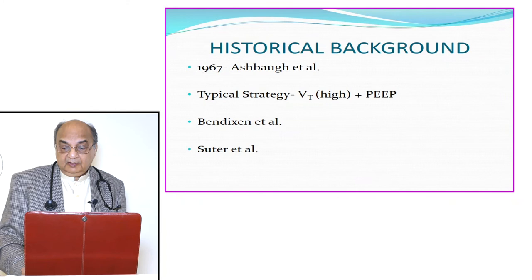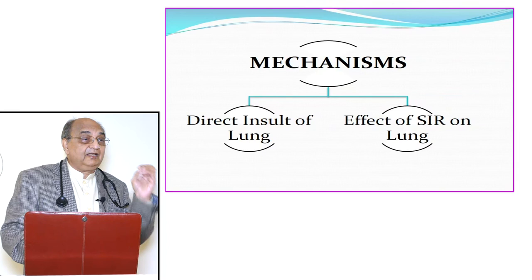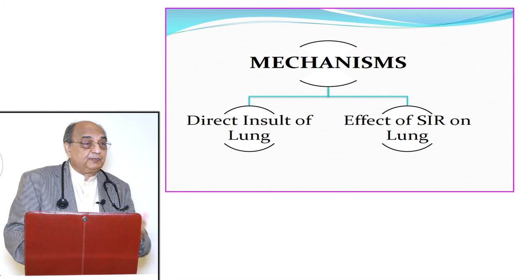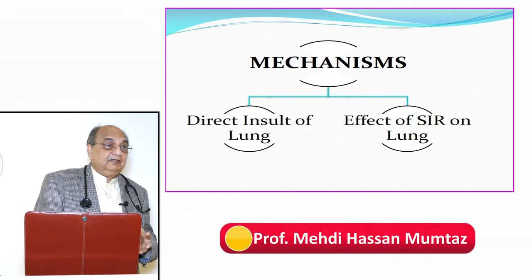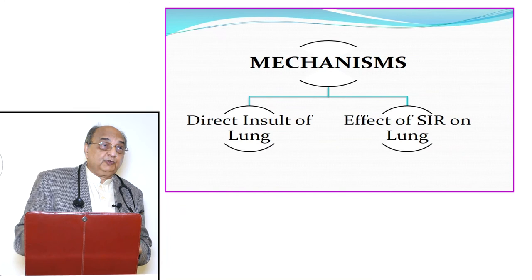Now, there are two mechanisms for ARDS. One is direct insult of the lung, where something is causing damage to the lung. It is a direct injury. And there could be the effect of the systemic inflammatory response of the body to sepsis or to other things, which affects the lung also. So there are triggers which affect the lung directly, or there are other substances produced through the systemic inflammatory response which also damage the lung.